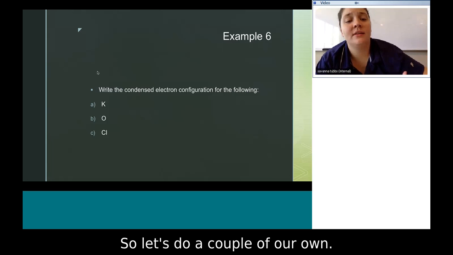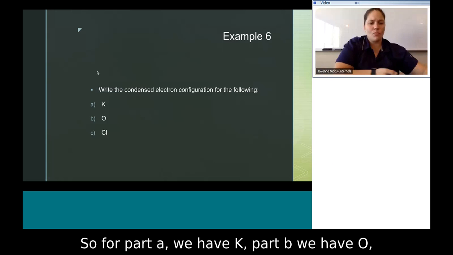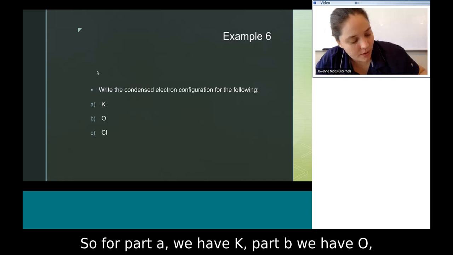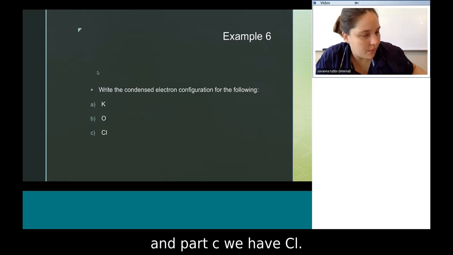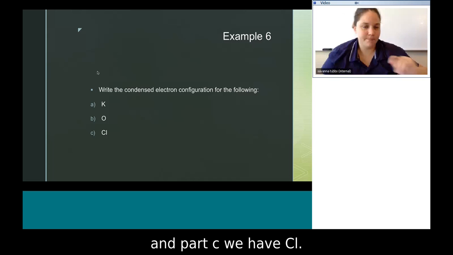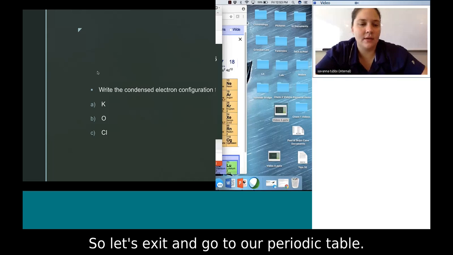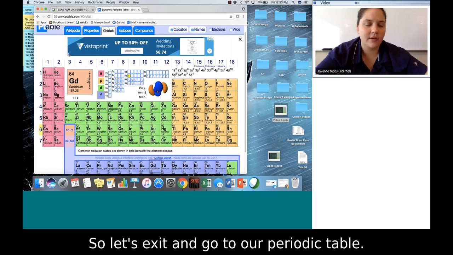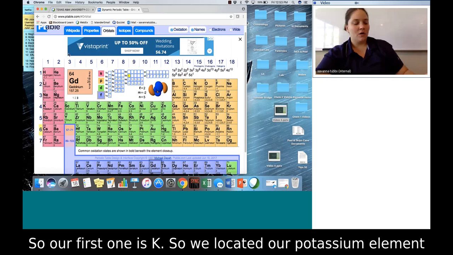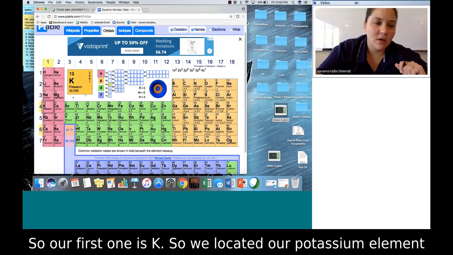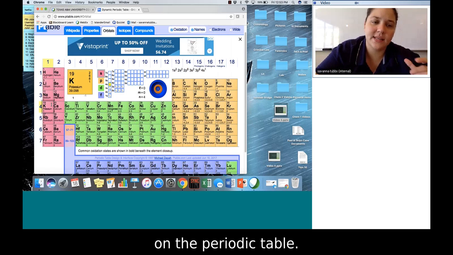So let's do a couple of our own. For part A, we have K, part B, we have O, and part C, we have Cl. So let's exit and go to our periodic table. So our first one is K. So we located our potassium element on the periodic table.